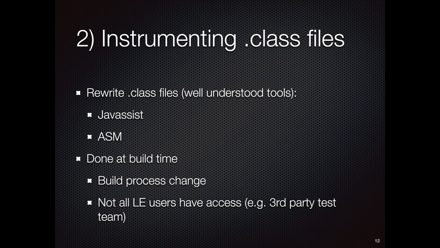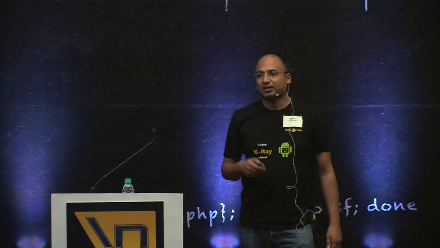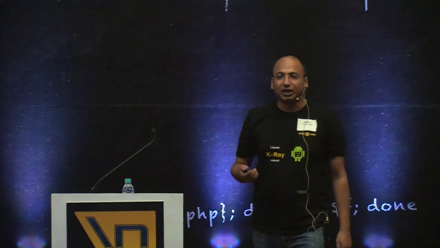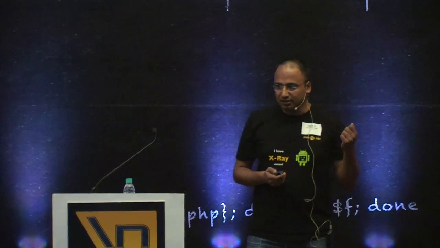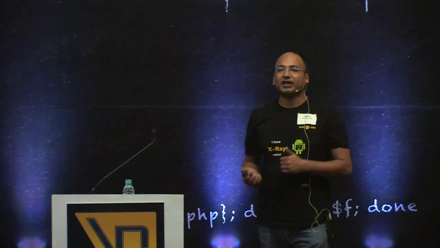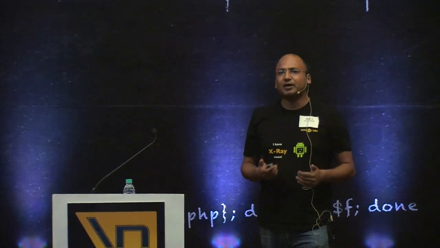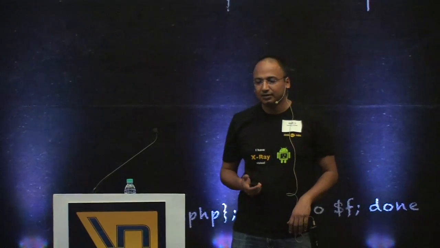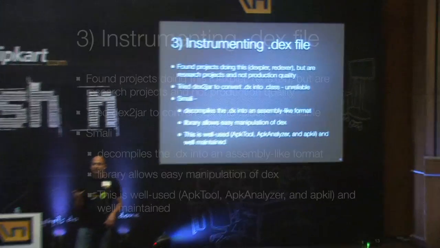Another approach that's used a lot in the Java world is to just take class files and modify them. And there are very good tools that do that. There's something called Java Assist, ASM. These have to be done at build time. And the problem, again, is that some of our customers don't have access to the source code. So for example, Mulia is here. They're a QA team that used to help us at Flipkart. And they don't have access to our build process. And a lot of companies don't want to change their build process to inject instrumentation. It's a little scary. So we said, let's take this binary file, this one dex file, because we know it's there for every app.